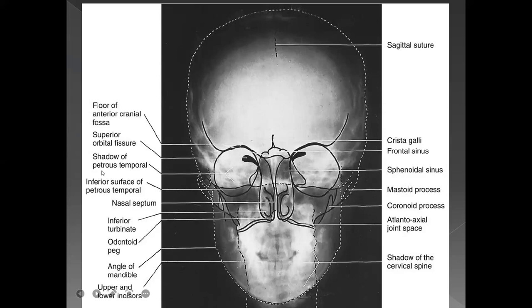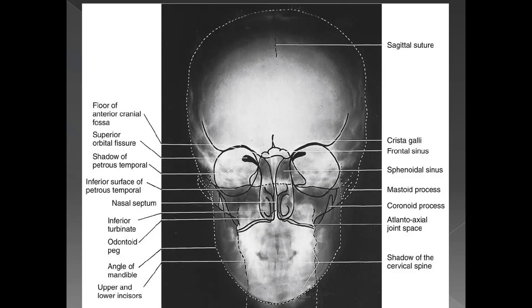This structure is quite important. This inferior surface of the petrous part of the temporal bone is quite important when you are evaluating this image for how appropriately it has been taken. All right. So what has to be done is that whenever you are evaluating a PA skull, so this part, the shadow of the petrous part of the temporal bone, this has to fill no more than maybe one third of the orbit that you are seeing, all right? One third to maximum half of the orbit.